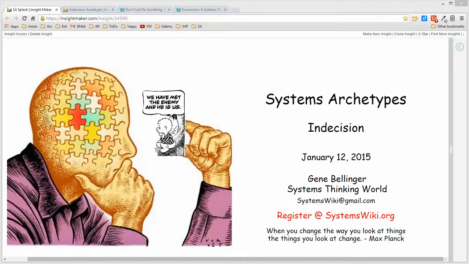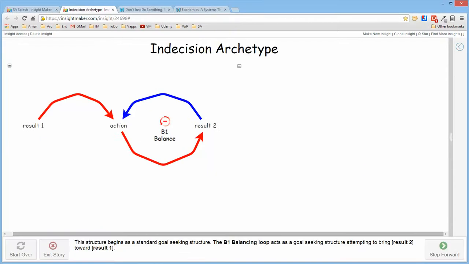The indecision archetype is another relatively simple structure that produces rather unexpected behavior. It begins with a result which, through action and interaction with another result, tries to move this result in the direction of result 1. So it's essentially a goal-seeking structure where result 1 is the goal and result 2 is the current state, and the action attempts to move result 2 in the direction of result 1.